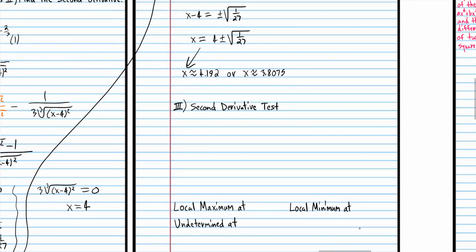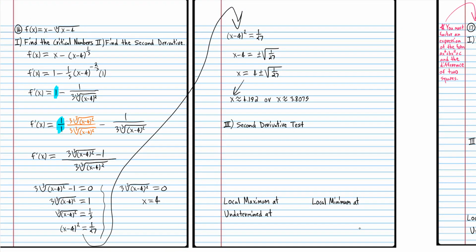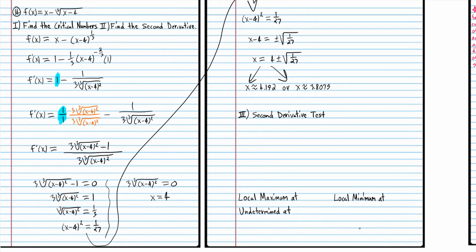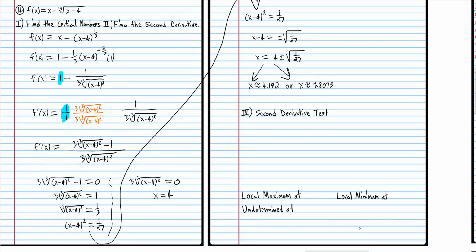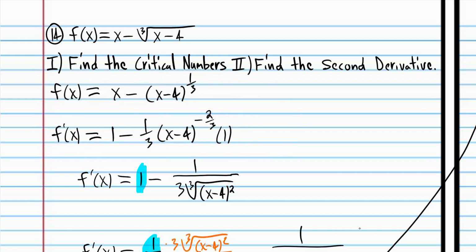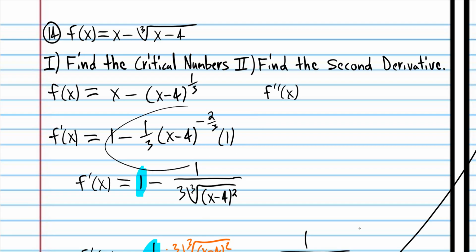Okay, so now we're going to perform the second derivative test. We just need to evaluate the second derivative at those critical numbers. Well, we don't have the second derivative, so we can't do that. So first we have to find the second derivative. This is the first derivative, and to find the second derivative, it's going to be easier to use this expression probably.